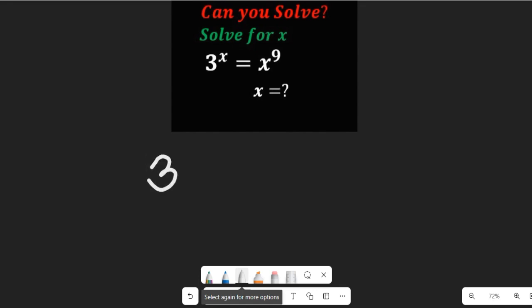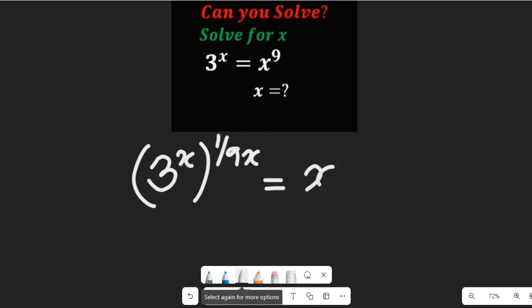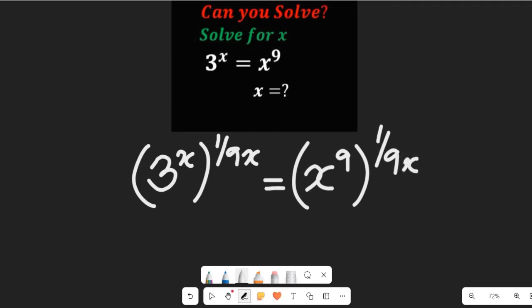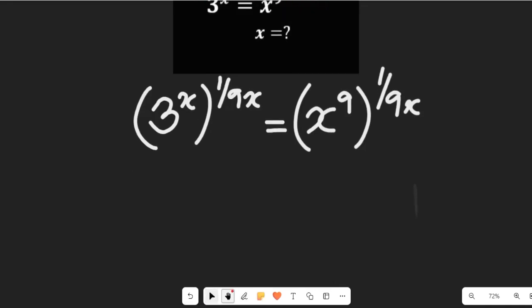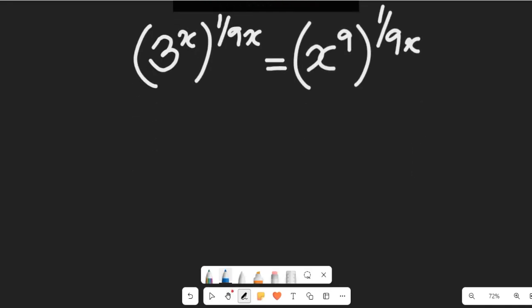3 to the power of x multiplied by 1 divided by 9x, and that will be equal to x to the power of 9 multiplying 1 to the power of 9x. So where will I arrive at? If I do this, I'm going to arrive at, remember the law of indices. From the law of indices, the exponent will have to multiply, and the exponent will have to multiply.